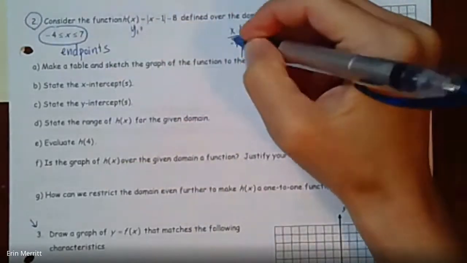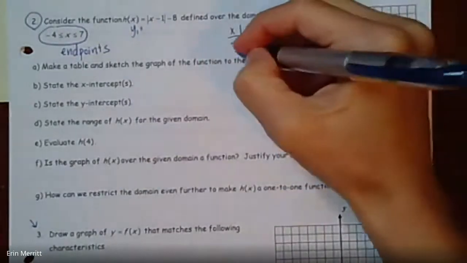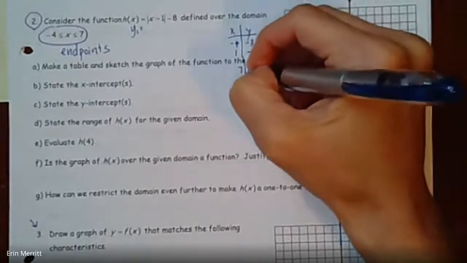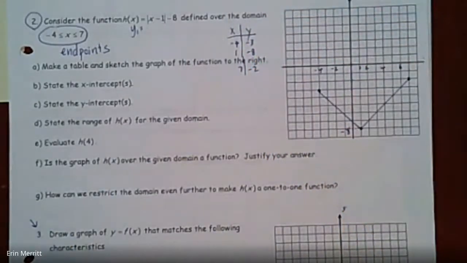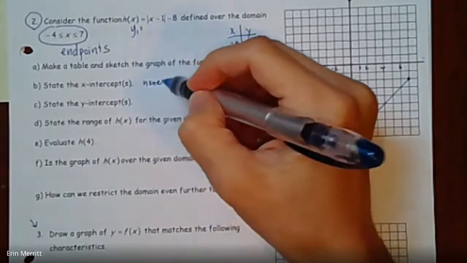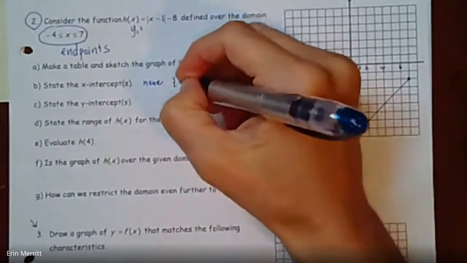So it was -4, -3. I plotted, excuse me, specifically 1, -8, and then 7, -2. All right, state the x-intercepts. Well, if this graph had an unrestricted domain, you'd have 2 x-intercepts, but over that particular domain, there are none, and that's okay. So you can either say none, you can do like a little empty set. There's a lot of different ways you can do it.